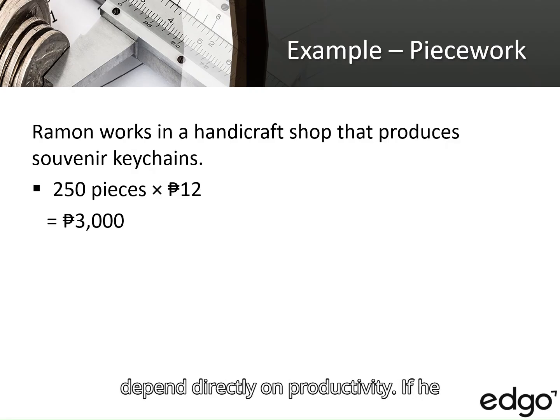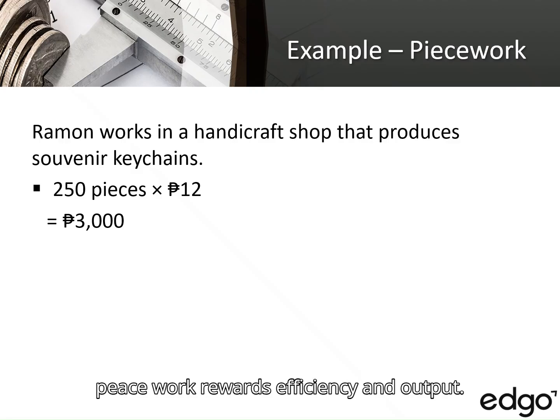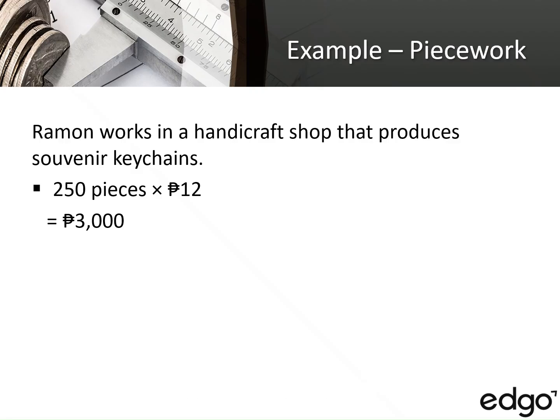Notice that Ramon's earnings depend directly on productivity. If he produces more keychains, he earns more money. This example shows how piecework rewards efficiency and output.